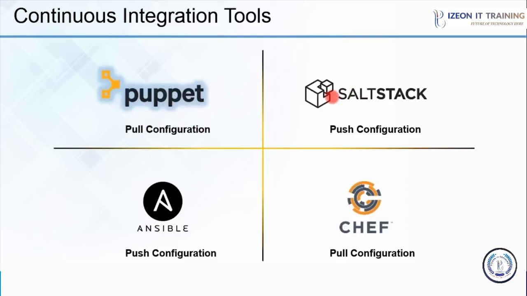When we talk about SaltStack, it uses push configuration. So does Ansible. Chef also uses pull configuration. All right. So Puppet and Chef use pull configuration, but Ansible and SaltStack use push configuration. Now let us move forward and see what exactly Puppet is.